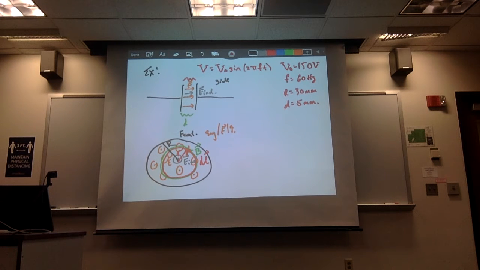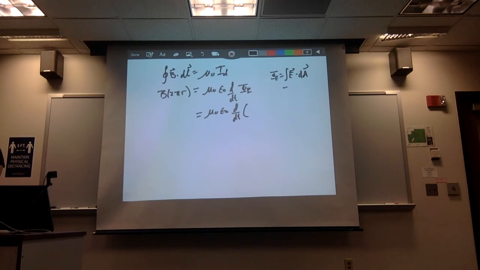Does it depend on position? No, it's simply a constant, which means this is going to become simply the electric field times the area. Okay, so then I'm going to take the derivative of the electric field times the area. Now, in this case, is the area of the plates changing? No. So this is then just going to become mu naught epsilon naught times the area times the time rate of change of the electric field.